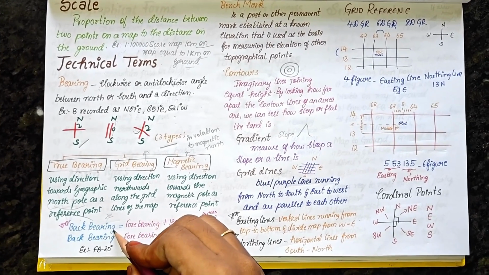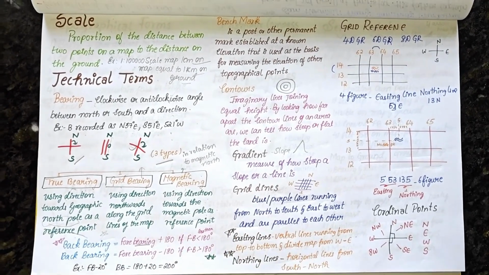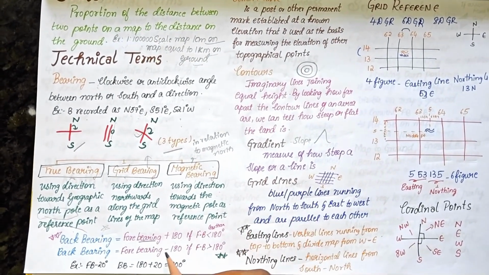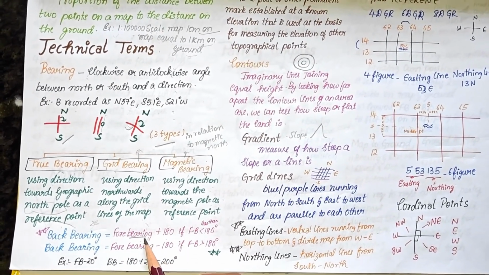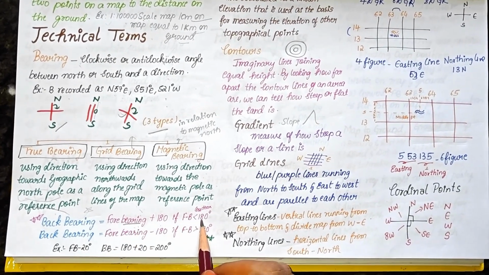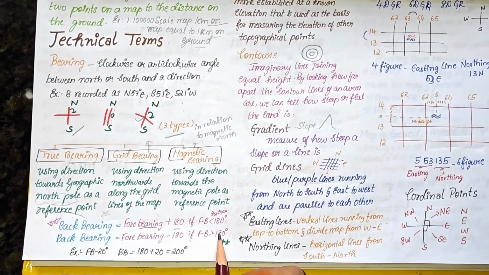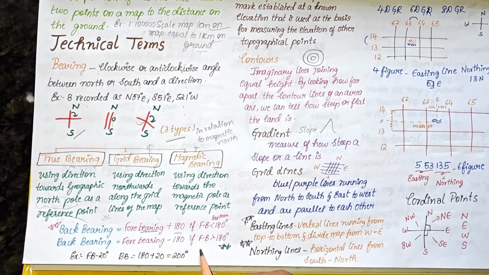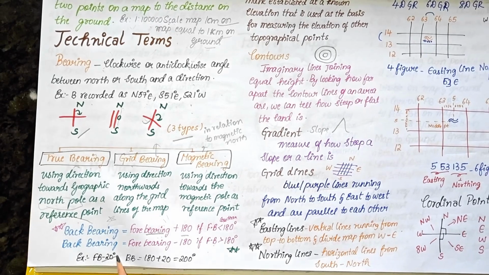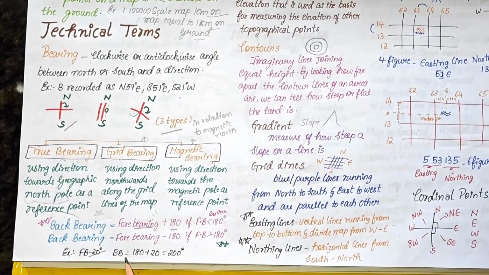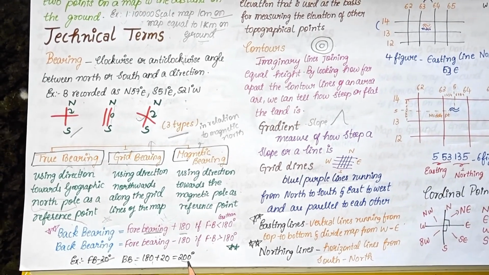They will give a fore bearing, and you have to find the back bearing when the angle of the fore bearing is given. Here 2 important points to be remembered are: if the fore bearing is given as less than 180, it will be added to 180. If the fore bearing is given as more than 180, it will be subtracted from 180. So remember this point. For example, if the fore bearing angle is 20 degrees and the back bearing is asked, then you have to add 180 to 20, the answer is 200.